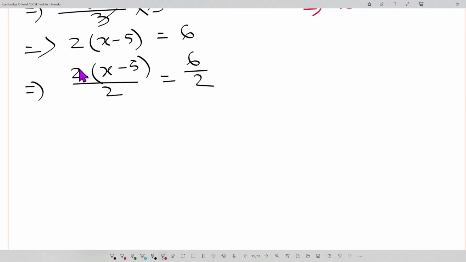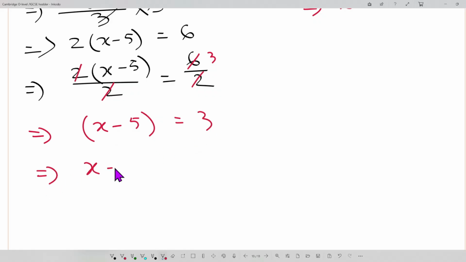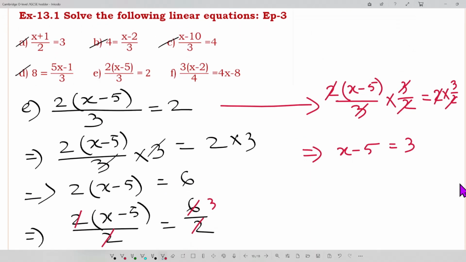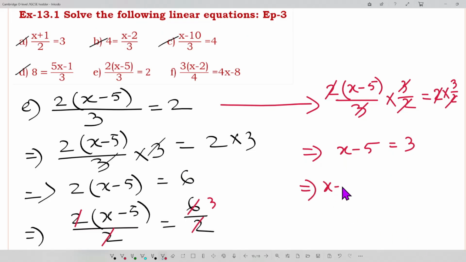So similar thing, here is also 6 by 2, here is a 3, and finally x minus 5 equals 3. Now we can write x minus 5 plus 5, and here is 3 plus 5, and then minus 5 plus 5 cancels out, x equals 8. Here is also a very similar thing, x minus 5 plus 5, 3 plus 5, and finally minus 5 plus 5 cancels out, x equals 8. So both ways are correct, you can follow any one.